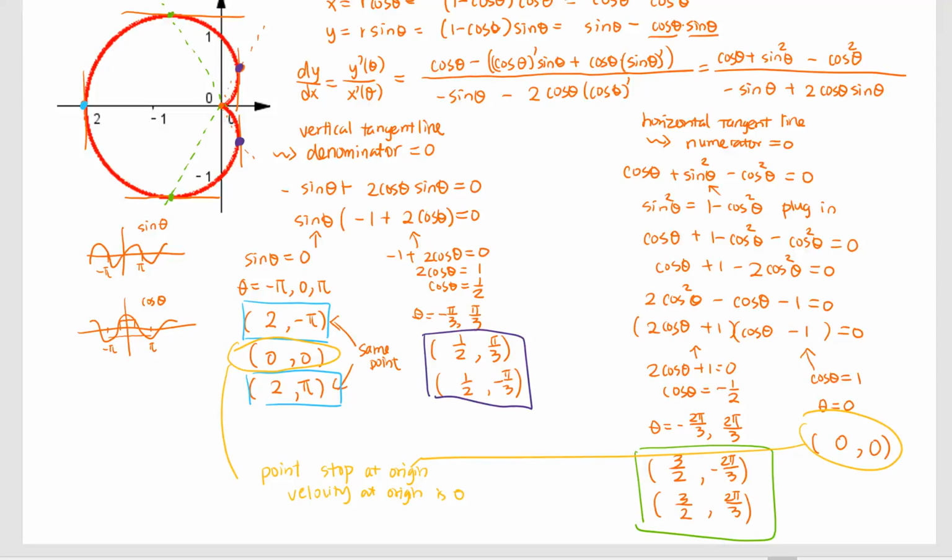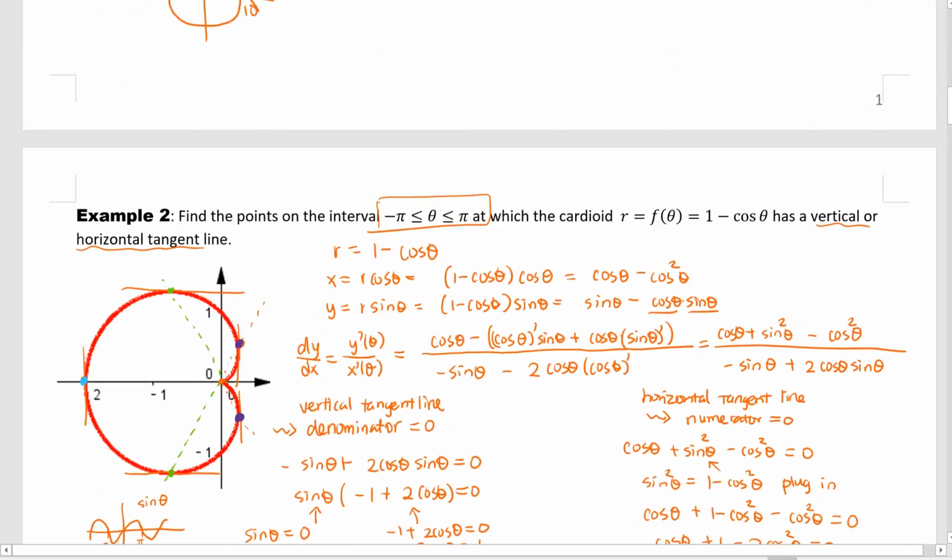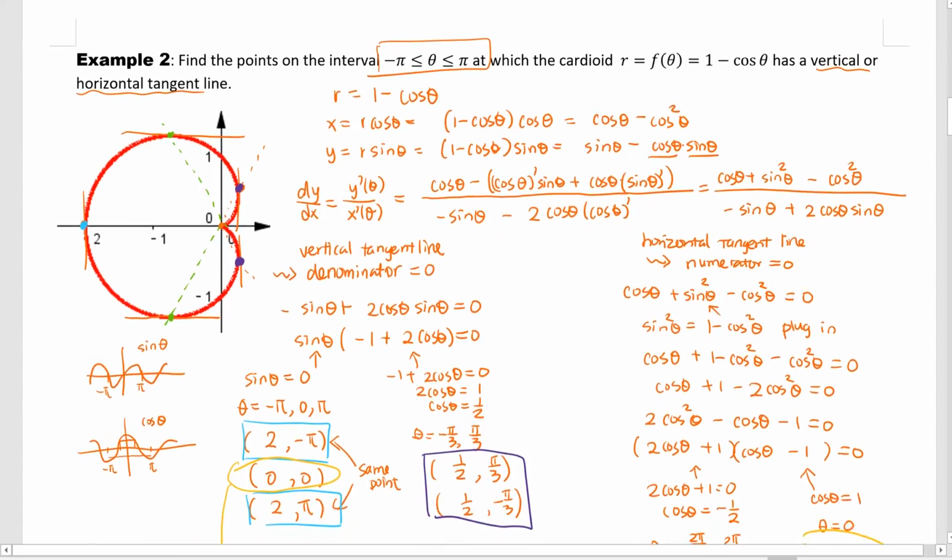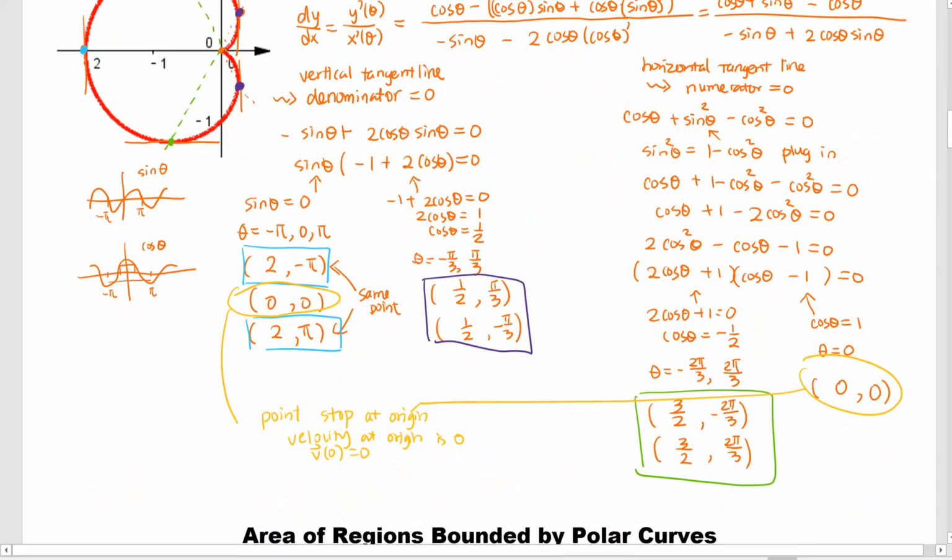Yes, this is the velocity. You can think about the velocity as being 0 when theta is 0, at that point. And so that's why the tangent line is not quite defined there. So that's why when they ask you to find the points such that the cardioid has a vertical or horizontal tangent line, you're going to exclude the point 0, 0 in both cases. So the tangent line is not defined there.